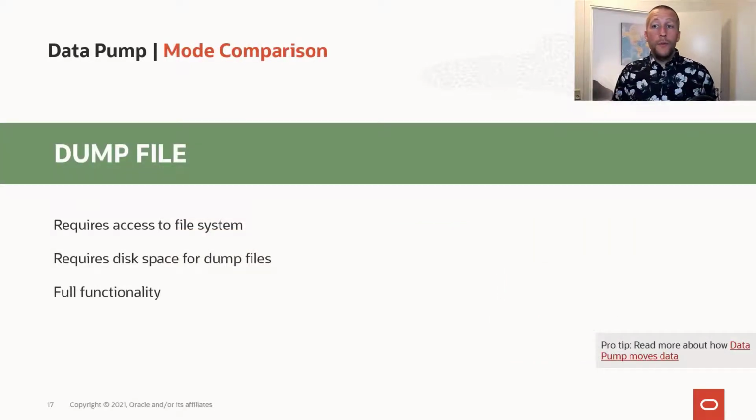When you use Data Pump with dump files, you must have access to the file system of the database. And you need additional disk space to hold the dump file as it gets created by the database. But since this is the default way of using Data Pump, you get access to the full functionality of Data Pump when you do it in dump file mode.